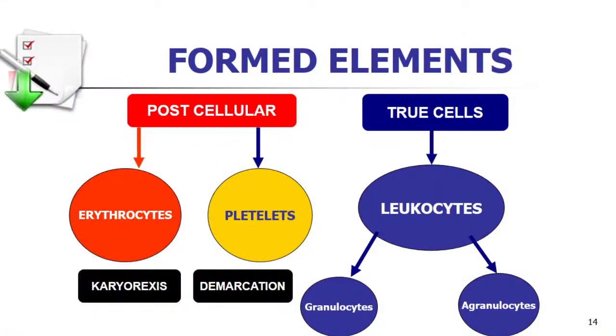From the formed elements, we start our discussion with the postcellular elements, erythrocytes and platelets. Both these elements derive from cells via higher specialization, which is also named differentiation of cells. The mechanism of creation of erythrocytes is named karyorrhexis, or extrusion of nuclei. That happens inside the red bone marrow with the participation of specialized cells, the macrophages, which are named feeding cells in the erythropoietic tissue.